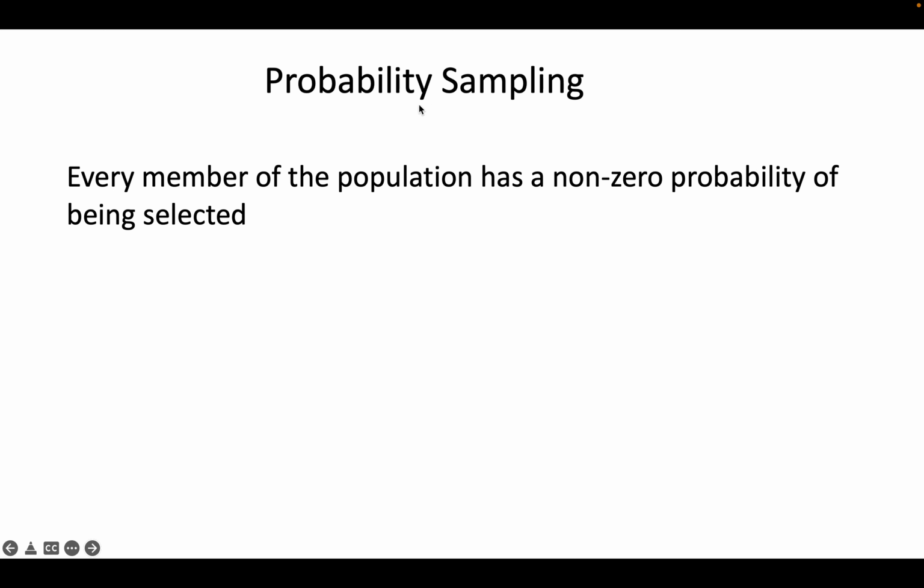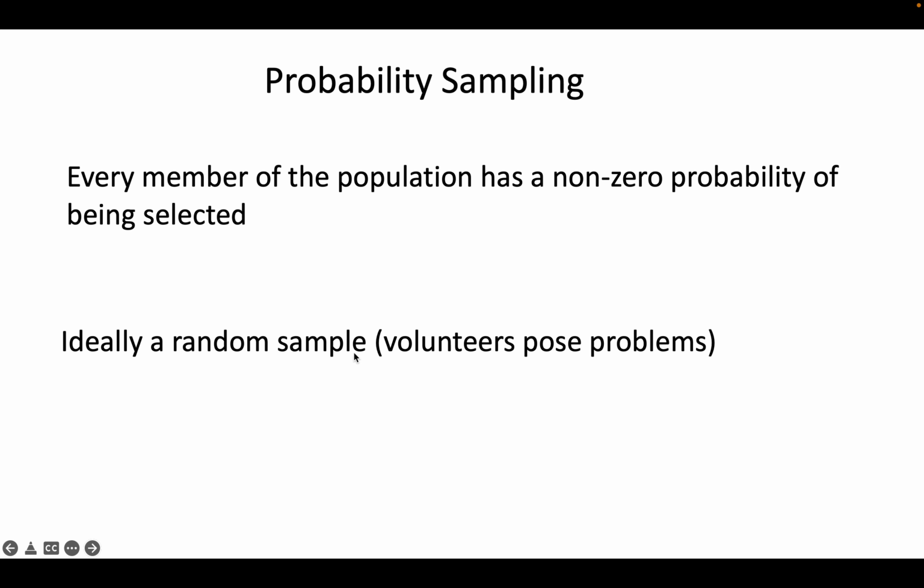Probability sampling is the basis of most sampling methods that are used, and with that, every member has a non-zero probability of being selected. It doesn't necessarily have to be the same probability, but basically everyone in your population could possibly be selected, and the probability of selection is typically known. So ideally, it's a random sample where you're choosing who is involved. But if you just rely on volunteers and anticipate that to be random, you run into some problems, because people who volunteer for studies might be more health conscious than people who don't.